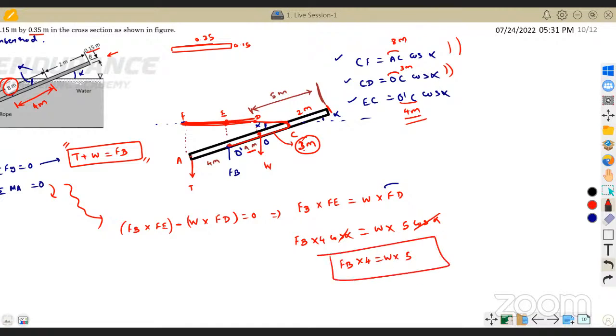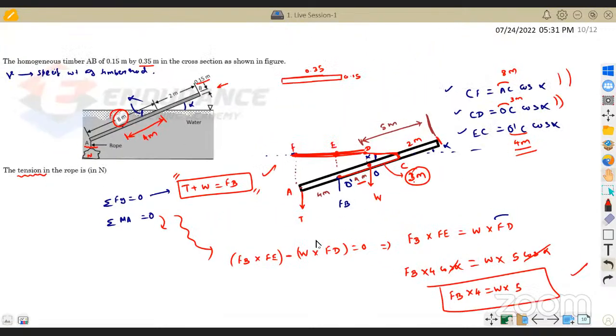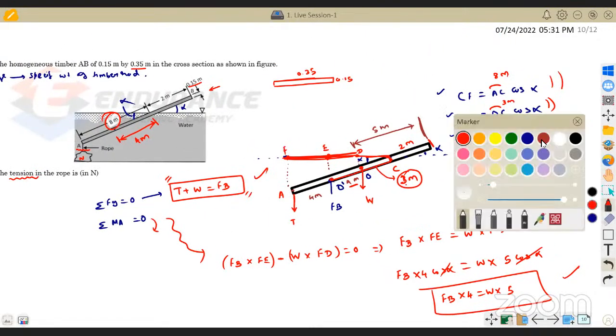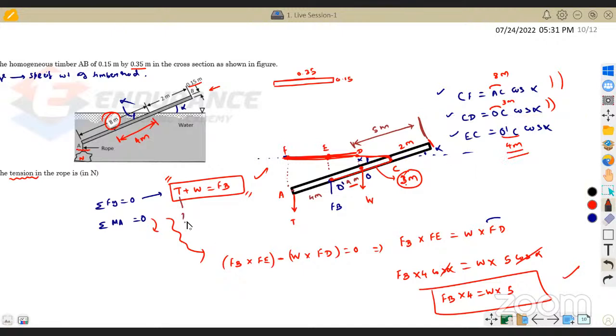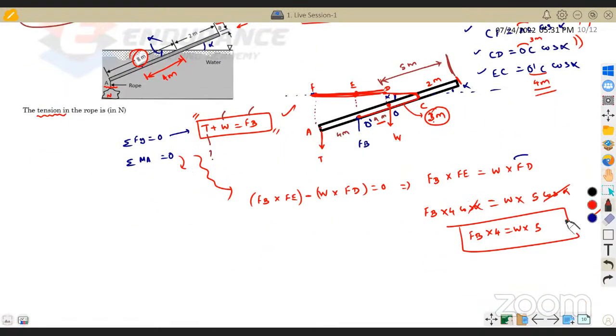Now you could see we have two equations, right? And what are all the unknowns we have in the question? We don't know tension. The problem with the question is we have to find out the tension. But for finding out the tension, we need buoyancy force, and also we need weight. But for finding out weight, we need the specific weight of the timber rod, but I don't know it. Now I have this equation, from which I can find out the specific weight of the timber rod.